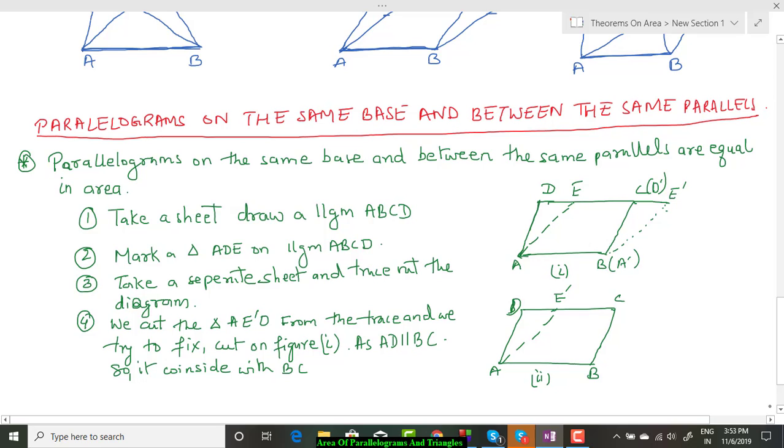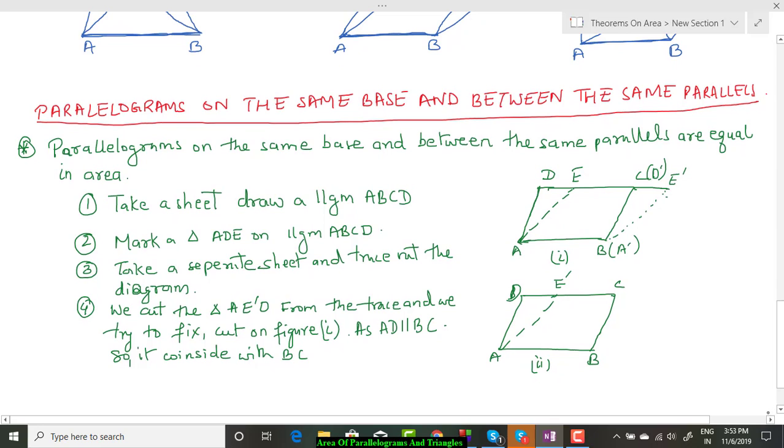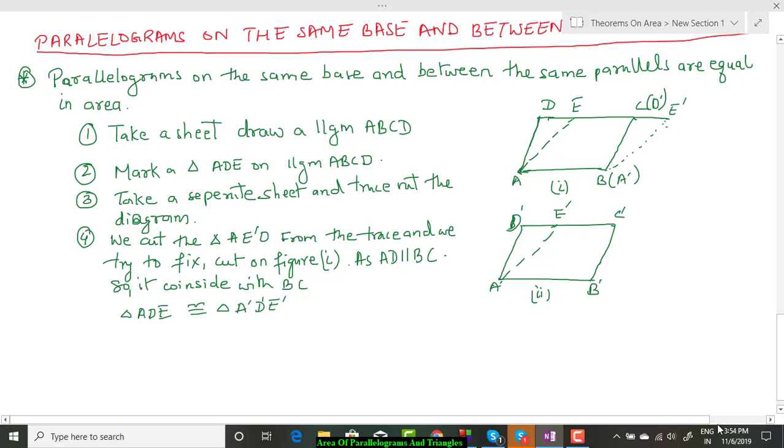So now we can say that triangle ADE is congruent to triangle A bar D bar E bar. Let's put bar everywhere. This implies that the area of triangle ADE is equal to the area of triangle A bar D bar E bar. Fine.